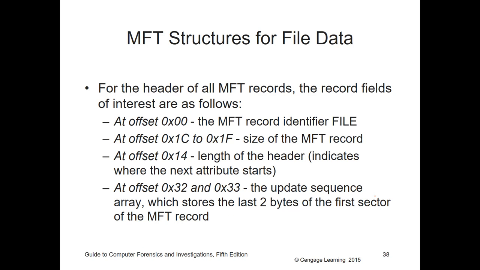So for the headers of all MFT records, the record fields are normally at offsets 0, 1C, 2, 1F, 14. These offsets represent the MFT record identifier of the file. This one is going to be the size of the record. 14 will be the length of the header, not so much of the record, but of the header. At offset 32 and 33, these are update sequences.